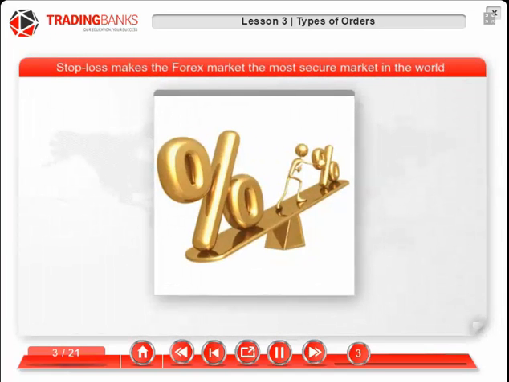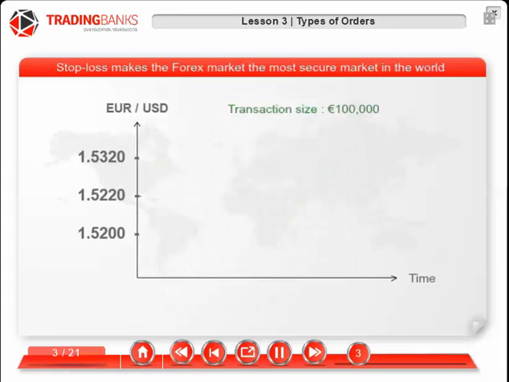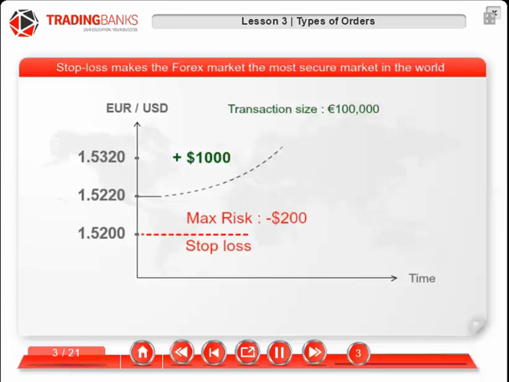Stop loss makes the forex market the most secure market in the world. Let's assume that the exchange rate is 1.5220 and you think the rate will rise to 1.5320. If you want to gain 1,000 US dollars through a transaction of 100,000 euros but are not prepared to take the risk of more than $200, what are you going to do? Well, you pick up the phone and call the broker and request to buy me 100,000 euros and place a stop loss order at an exchange rate of 1.5200, 20 pips below the entry rate.